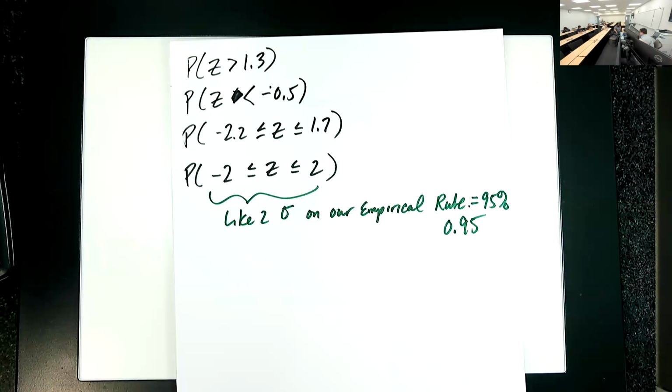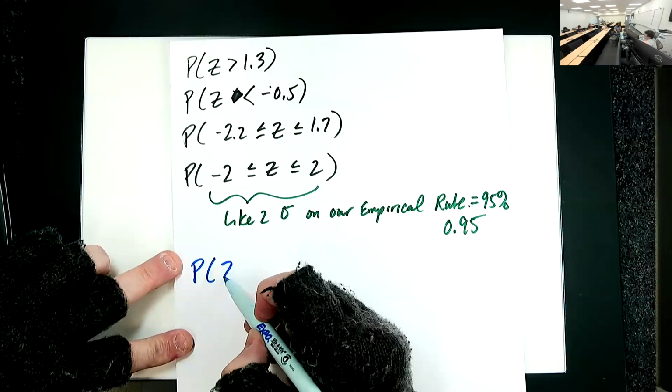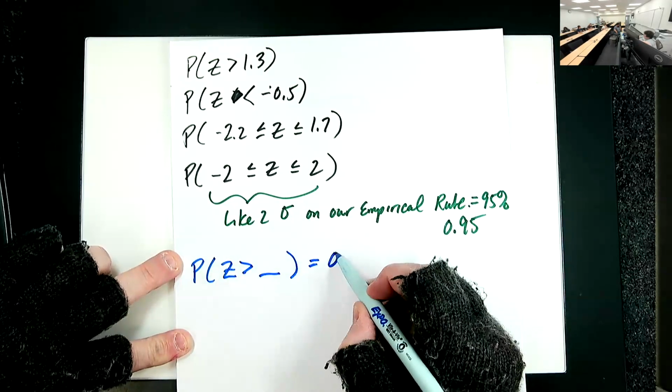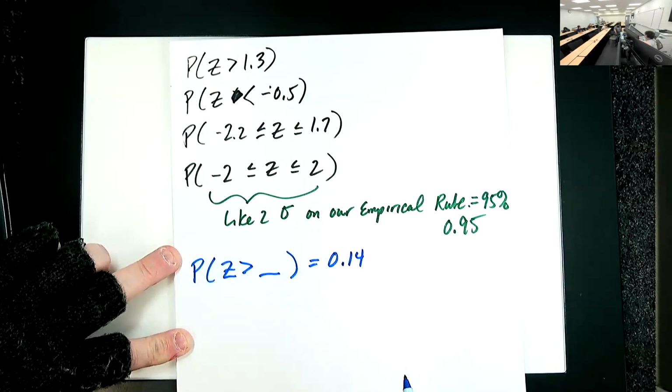And then we're going to do some things like this. Probably the Z is greater than, and it'll be blank here, and we're looking for a percentage or a proportion.